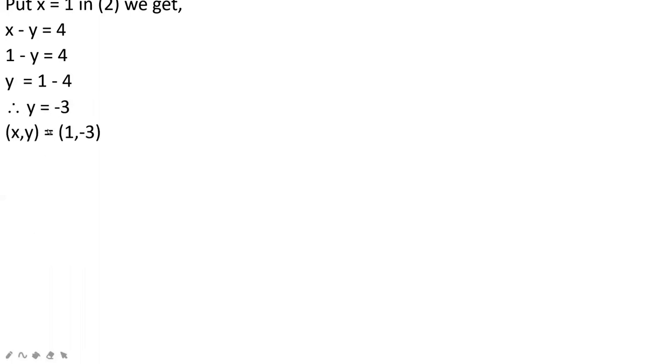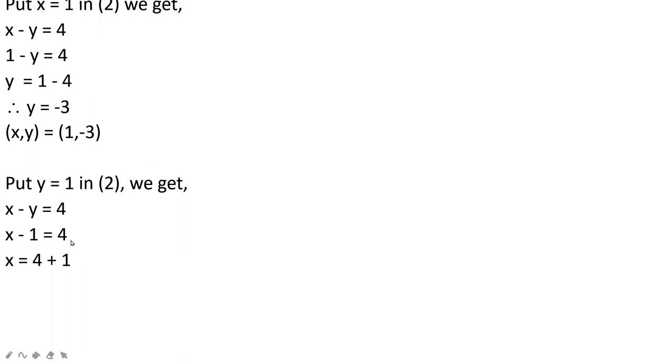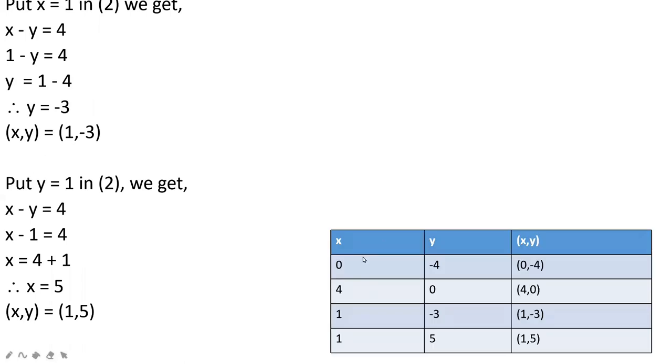Next, we will substitute x as 1. So we get 1 minus y as 4. So y is equal to 1 minus 4. So y is equal to minus 3. So our x comma y is 1 comma minus 3. And last, we will substitute y as 1. So we get x minus 1 is 4. So x is equal to 5. So we get our x comma y values as 5 comma 1. So this is our table. So we have 0 comma minus 4, 4 comma 0, 1 comma minus 3, 5 comma 1. So now you can see that we have two tables.